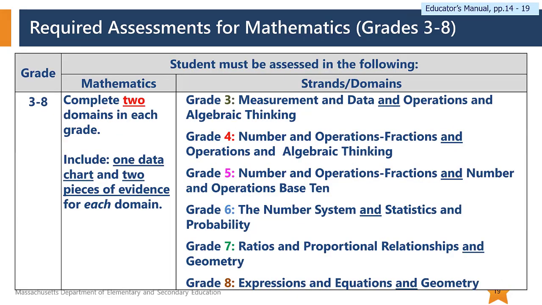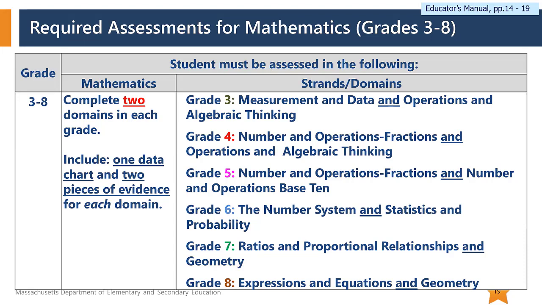So let's see what we have to do for math. So this is only grades 3 through 8. I'll repeat that again. This is only grades 3 through 8. You're going to complete 2 domains in each grade. So just for example, grade 4 would do number and operation fractions. That's one domain. The second domain is operations and algebraic thinking. So you can see what each grade has to do. For each of those domains, you're going to give one data chart and 2 pieces of evidence. So far you have 1 reading, 1 language, and 2 math, and 1 writing. Excuse me, I forgot writing. Okay, so you'll have 3 strands in ELA and 2 strands in math.